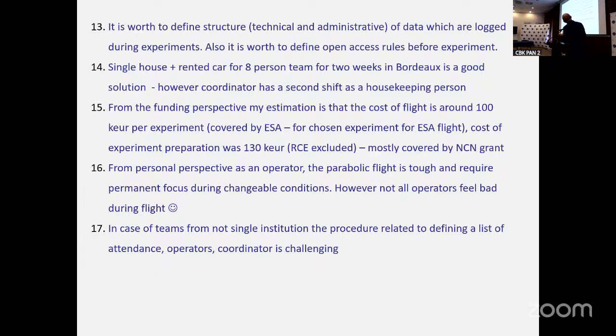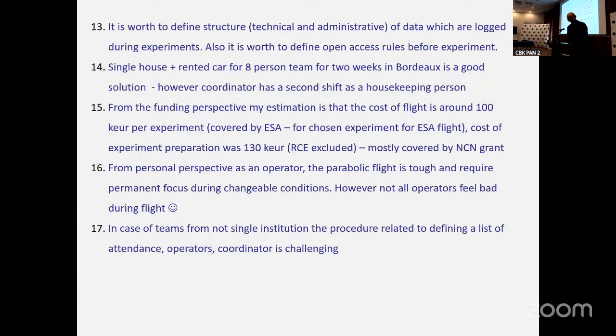From the logistics point of view, I must say that a single house plus a rented car for 8 persons for 2 weeks in Bordeaux is a good solution. However, I also work as a housekeeping person, so I had an additional shift.